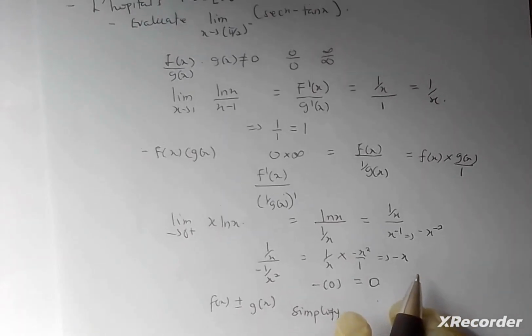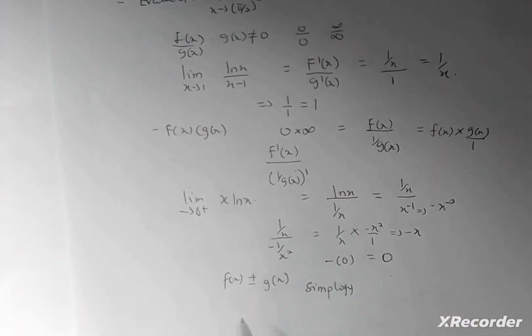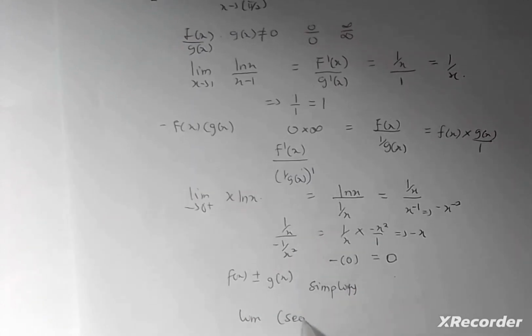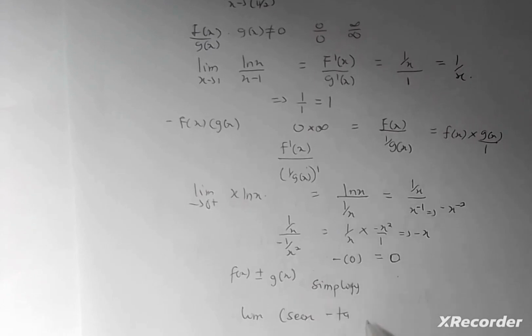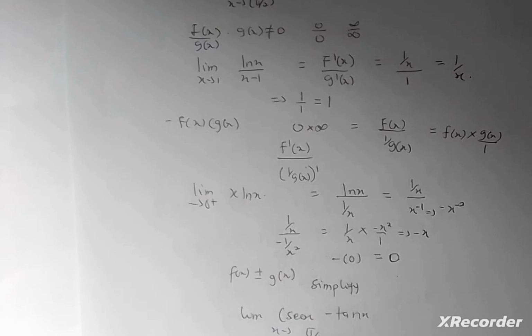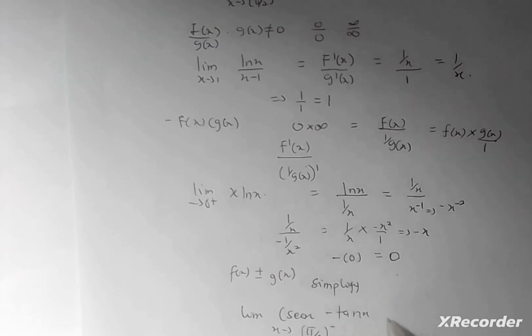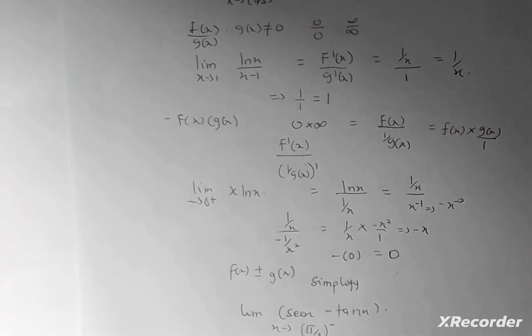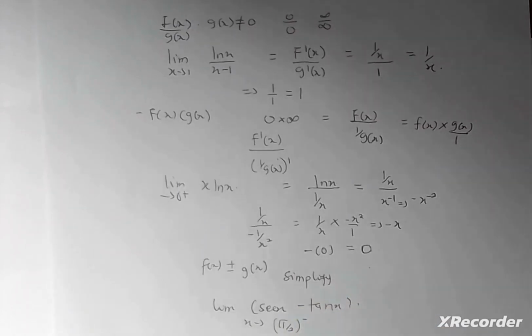So let's see an example here. Find the limit of sec x minus tan x as x approaches pi on 2 from the left side. So this is two functions which we are subtracting from each other. Yes, so this is an algebraic function. It deals with operations on polynomial, trig, and other functions.